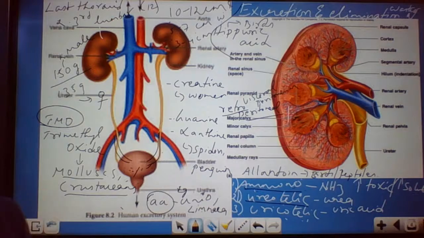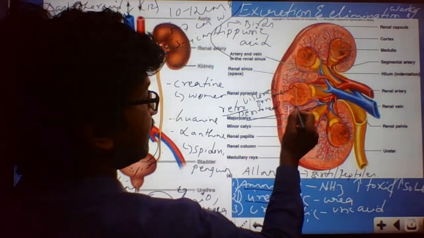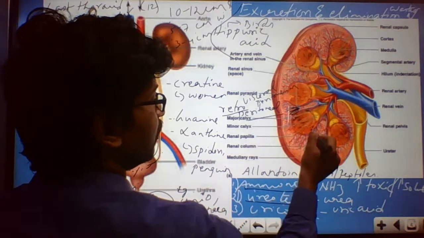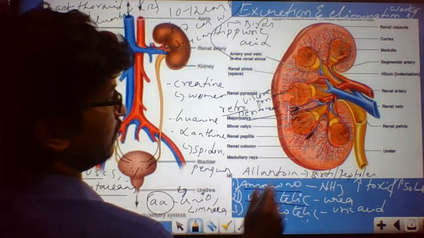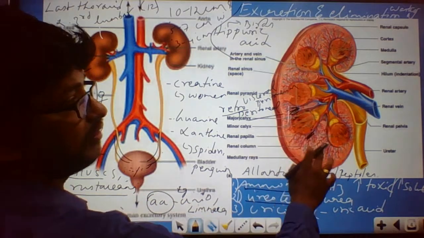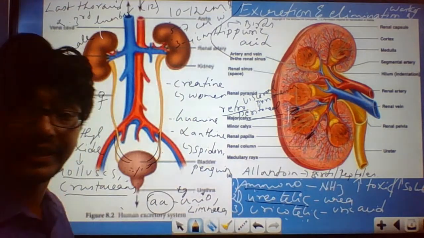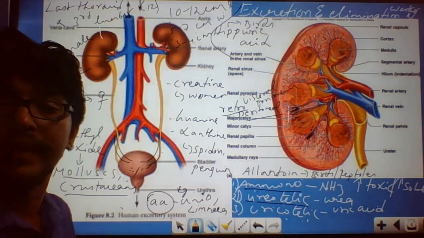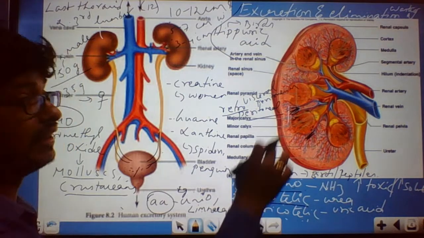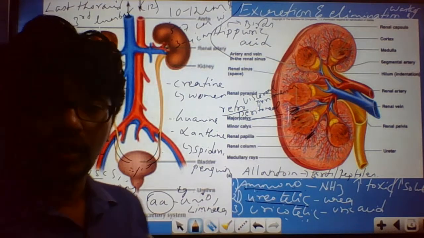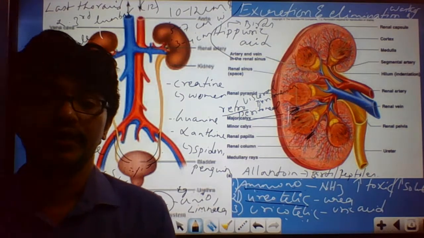Then internal structures, when you talk about, we have the column of Bertini. Inside the renal column, you have something called the column of Bertini. The column of Bertini is one of the main features that you could see in the kidney. And apart from this, you could see the cortex, the outer medulla, and inner medulla. That's an important area. Kidney cortex, outer medulla, inner medulla.